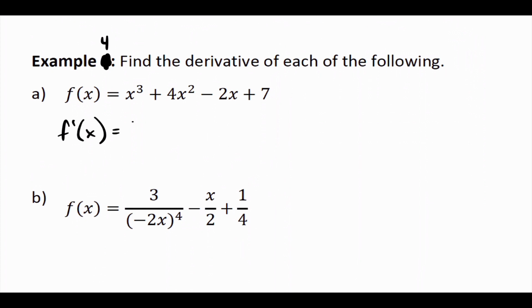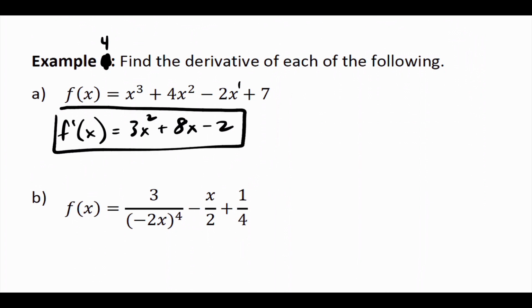We're going to move the 3 to the front, subtract a power. We're going to move the 2 to the front and multiply it with the 4 to become 8 and subtract a power. We're going to move the 1 power times -2 to make it -2. No more x because it would be x to the 0 power. The derivative of +7 is just 0. Done. That's the derivative. Again, something that would have taken us 15 minutes to do the long way, now it takes us 5 seconds.